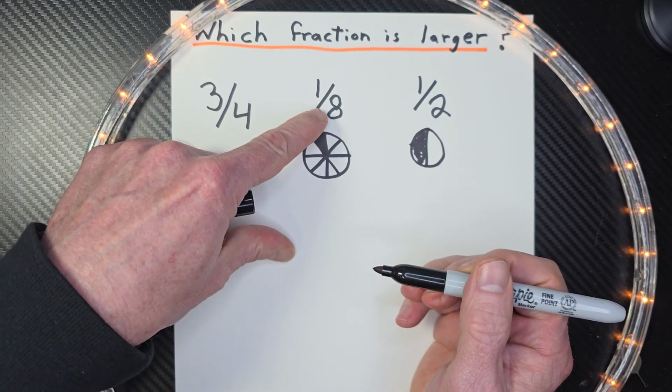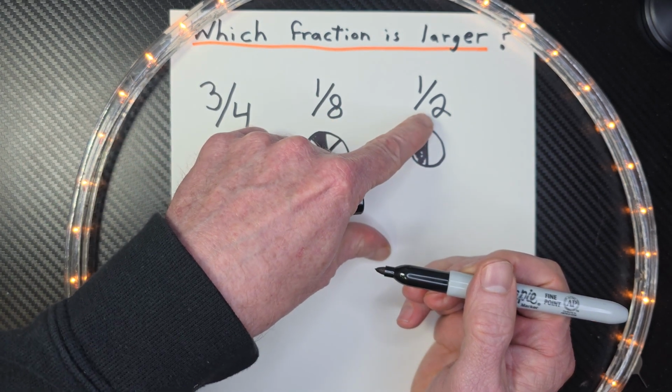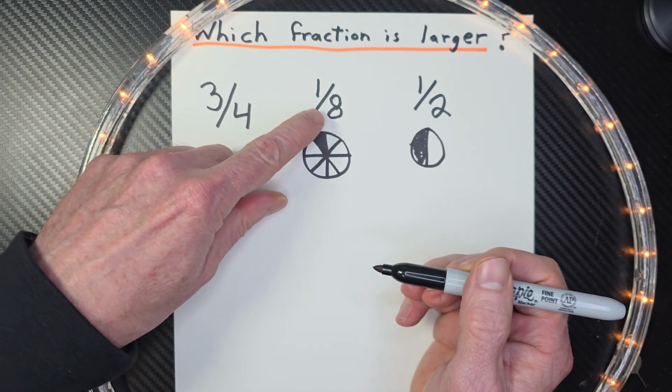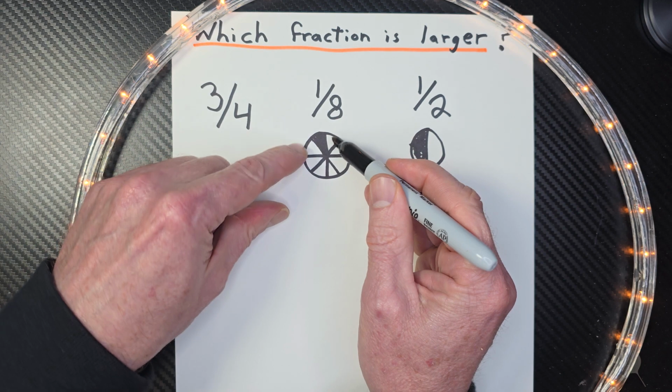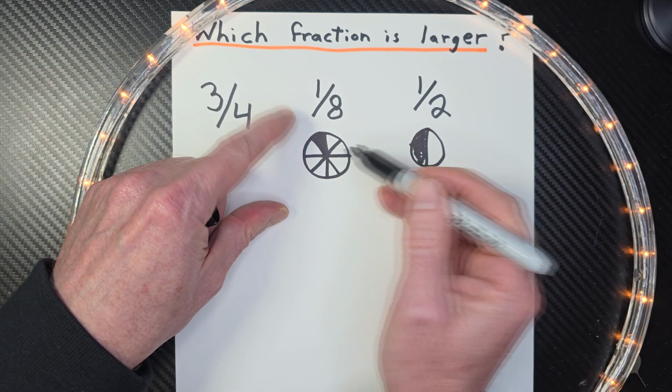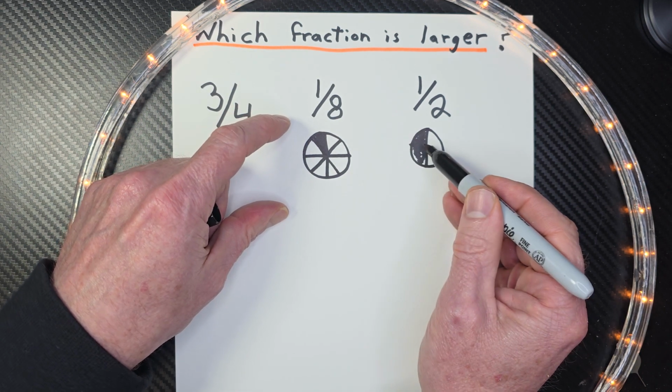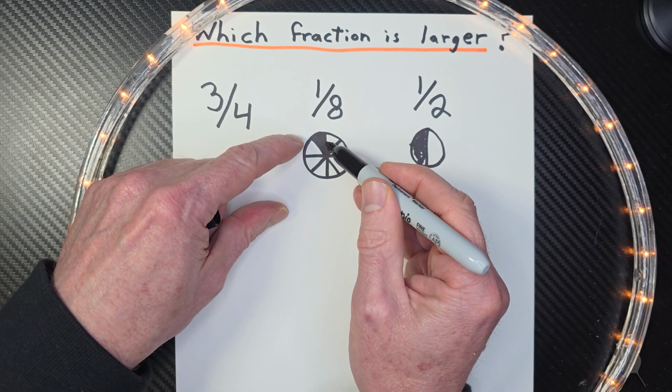You'll notice that 8 is a bigger number than 2. So what this means is as the number gets bigger, the slices are getting smaller. Hey, I'd rather have a half of a pizza than an eighth of a pizza.